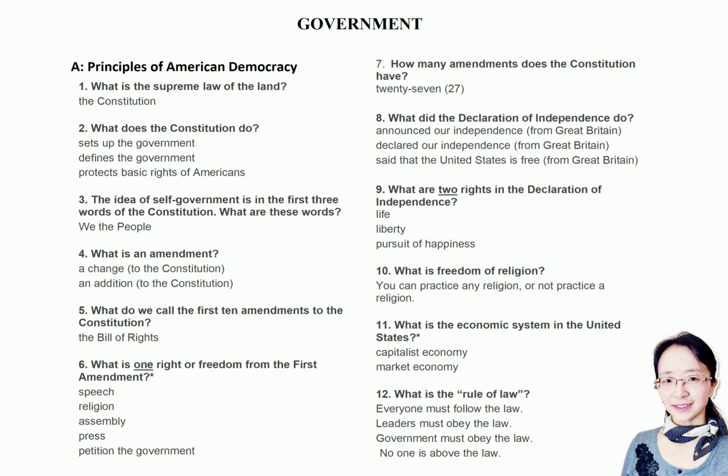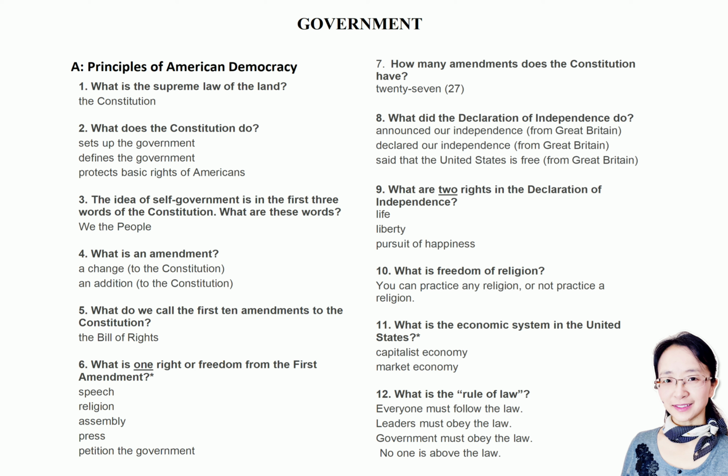What is the supreme law of the land? The Constitution. What does the Constitution do? Sets up the government, defines the government, protects basic rights of Americans. The idea of self-government is in the first 3 words of the Constitution. What are these words? We the people.